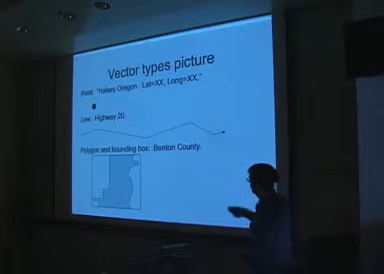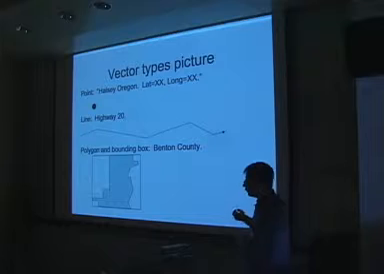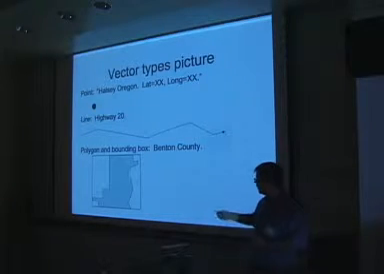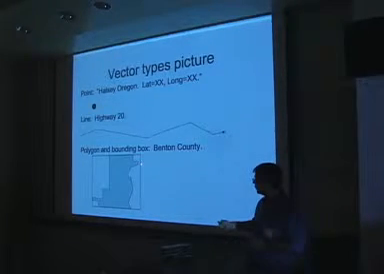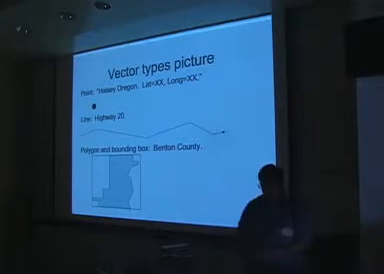There's a picture: there's a point, there's a line, there's a bounding box and a polygon. That's a bad drawing of Benton County. And that would actually be against it because that's the minimal distance here.